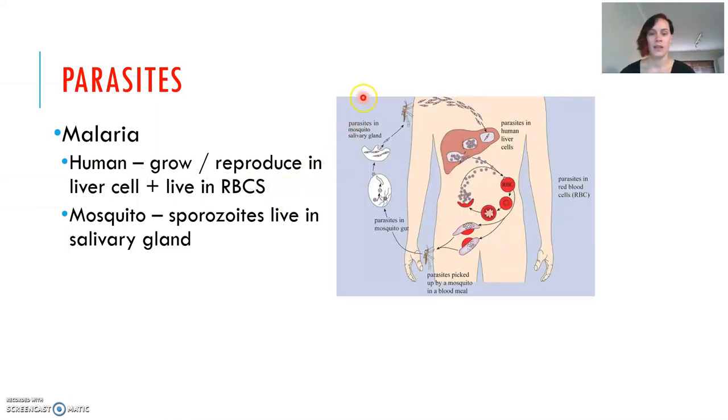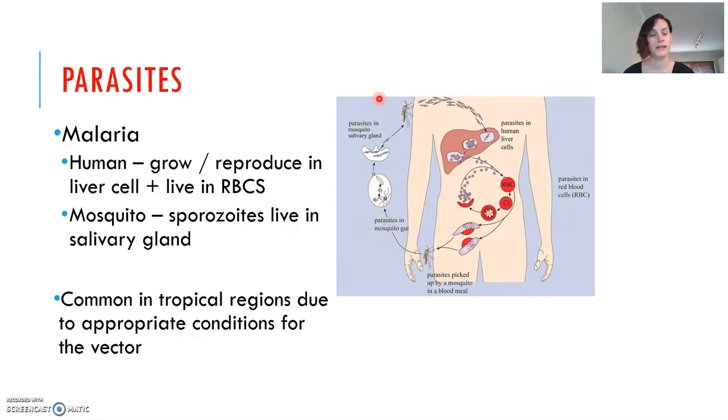In the human, it will grow and reproduce inside the liver before it goes out and lives inside the red blood cells. Red blood cells pass through that liver and jump on in. Diagnosis of malaria happens through seeing these parasites in red blood cells in a blood smear. In the vector, the malarial infected mosquito, it lives partially in the salivary gland. That's how it gets transmitted to us when they bite us.